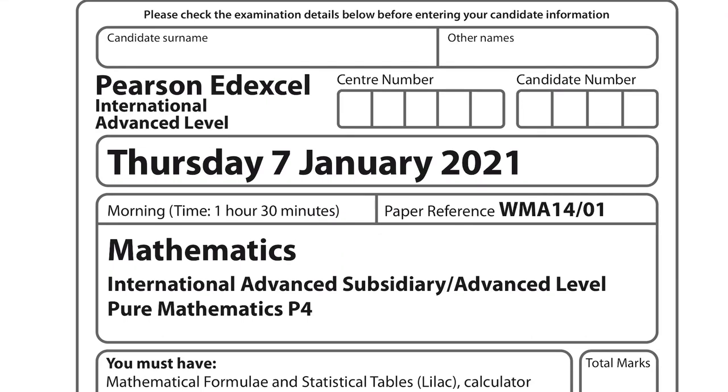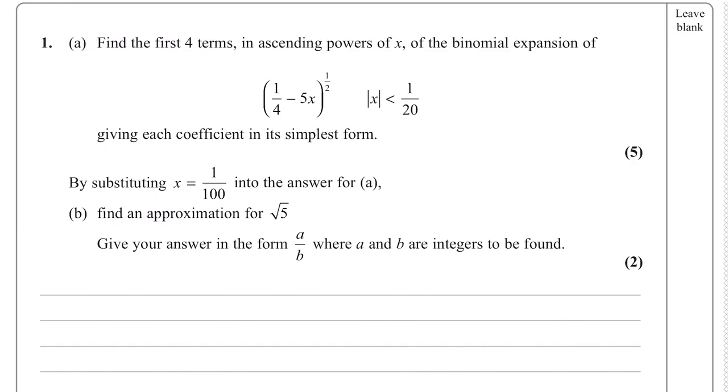Hi, today we are going to do a solution video of the International A-Level Pure Mathematics P4 that took place in January 2021. Let's get started. Here is the first problem.